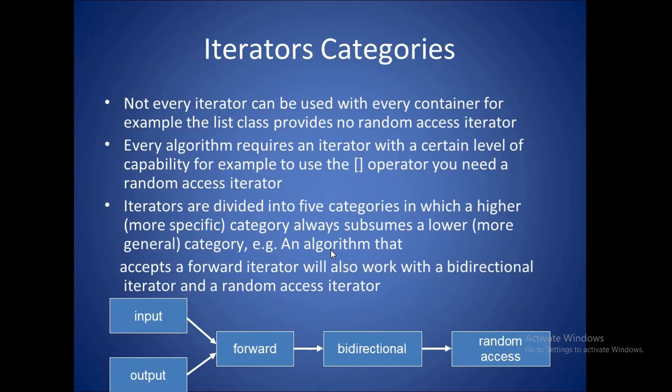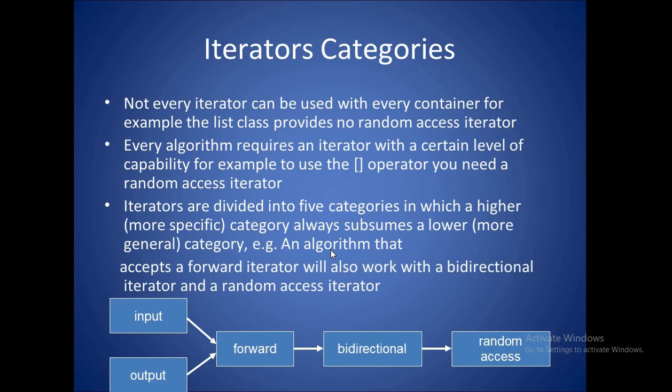So, iterator categories. There are five iterator categories: input, output, forward, bidirectional, and random access. Not every iterator can be used with every container. As usual, there are some types of containers: sequential container, derived container, associative container. Like that, there are some types of iterators. So five types. Not every iterator can be used with every container.